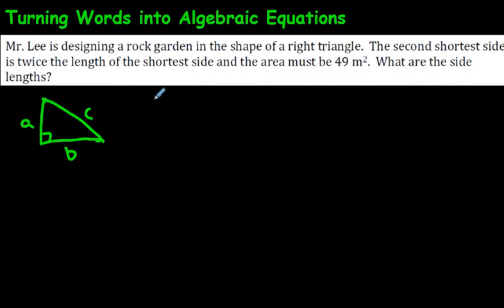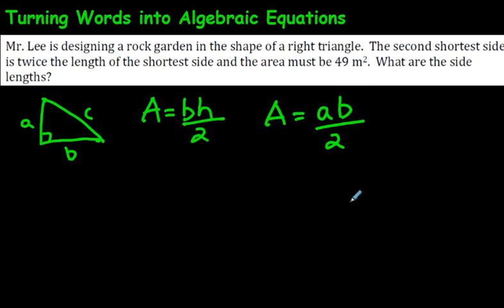Okay, so first of all, the area of a triangle is the base times the height divided by 2. It's this times the height, which we're just going to call A, divided by 2. So we could write it like this. The area is equal to A times B divided by 2. But what are A and B?